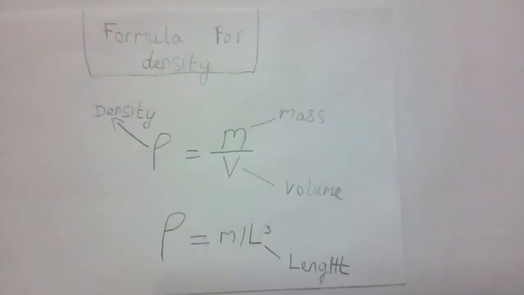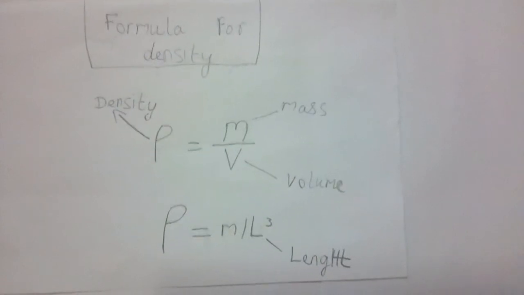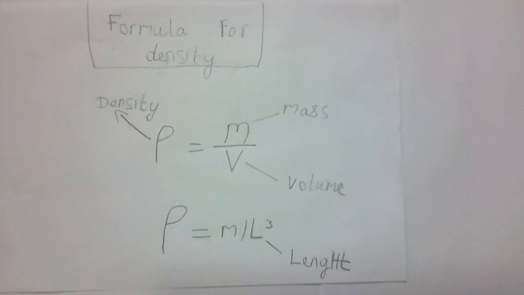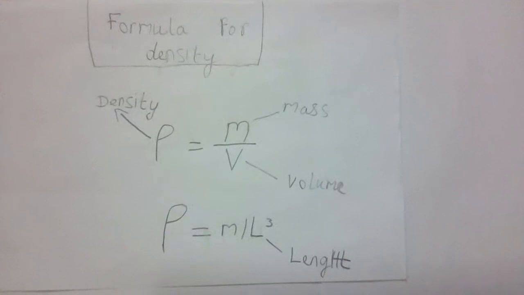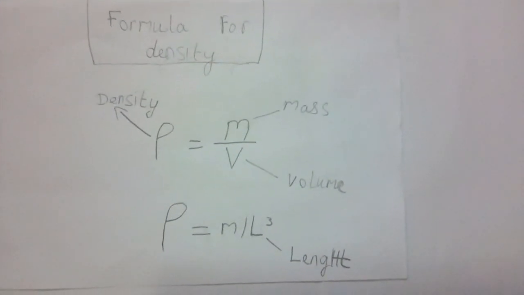What we need first to measure the density of an irregular object is the formula. I'm going to show you the formula now. You can see this is the formula for density. The formula is rho equals m by v. Rho is representing density, m is representing mass, and v is representing volume.